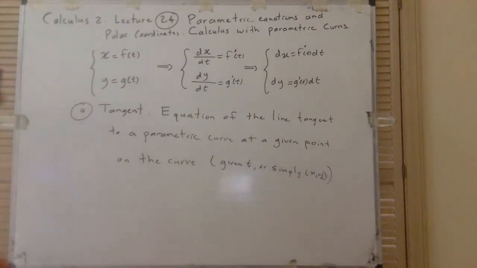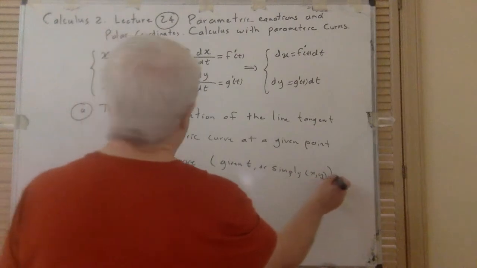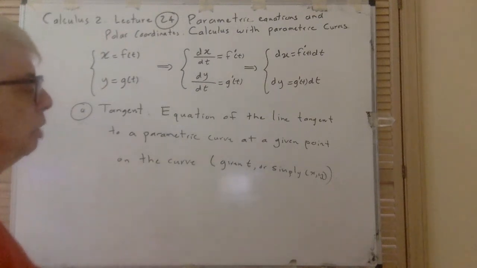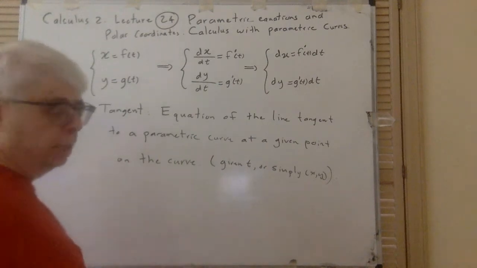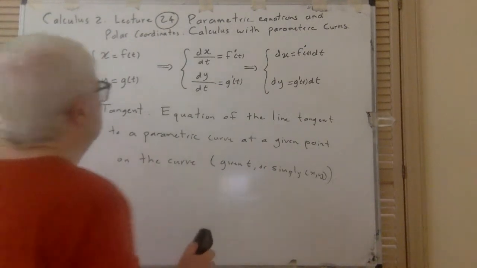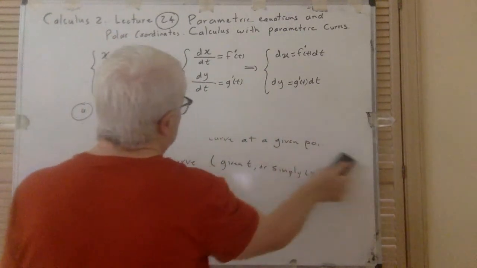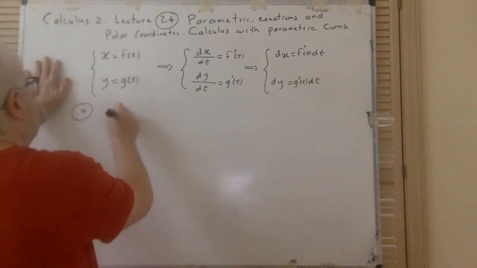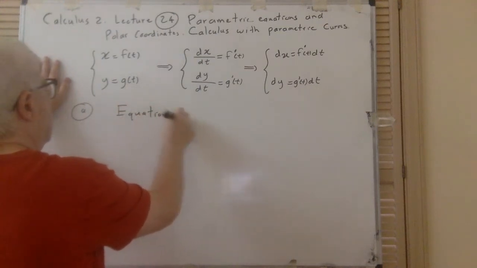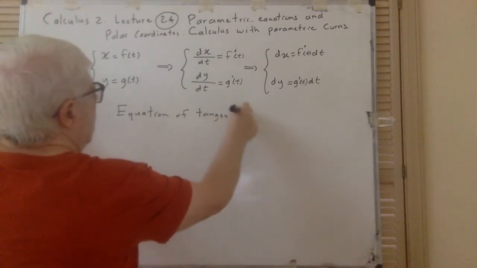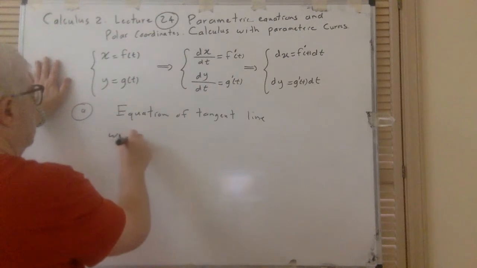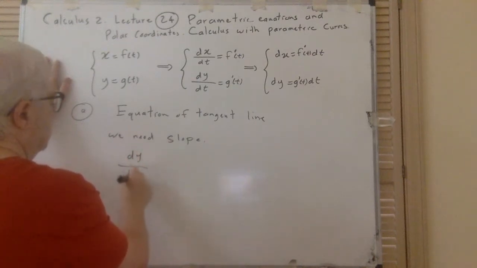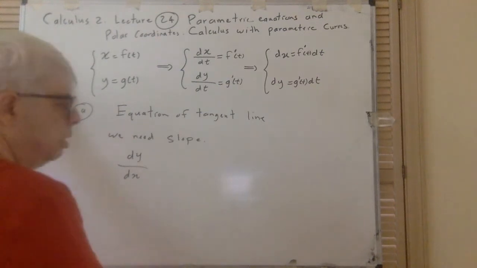So that is the problem: the equation of the line tangent to a parametric curve at a given point on the curve. This is given t, or simply given the x and y coordinates at that point. But in any case, we need t. Remember, we need that t, and you will see why. So what was the equation of the tangent? What do we need? We need the slope, right? So we need dy/dx, change in y divided by change in x.